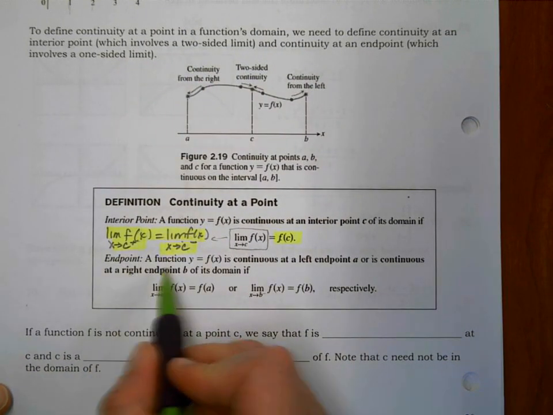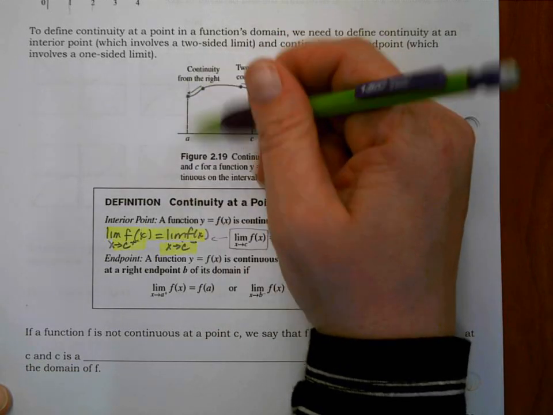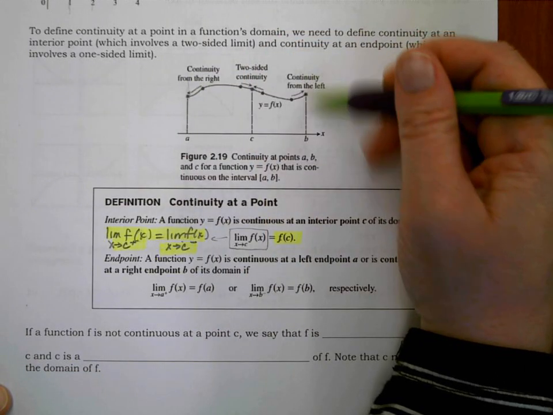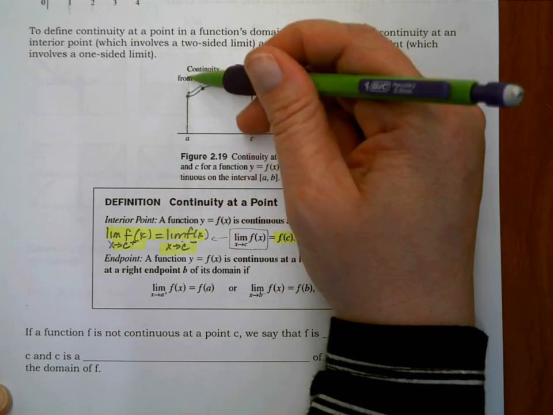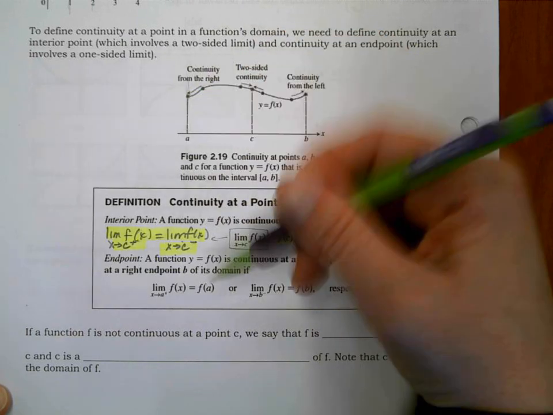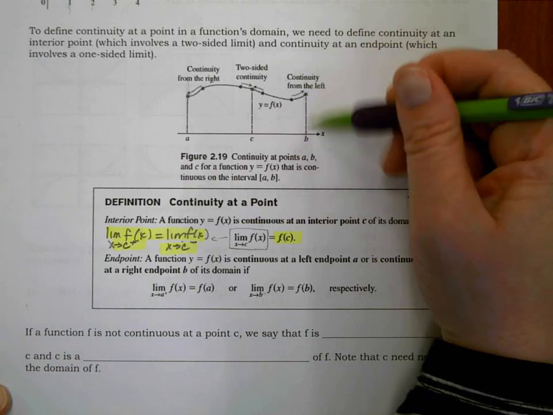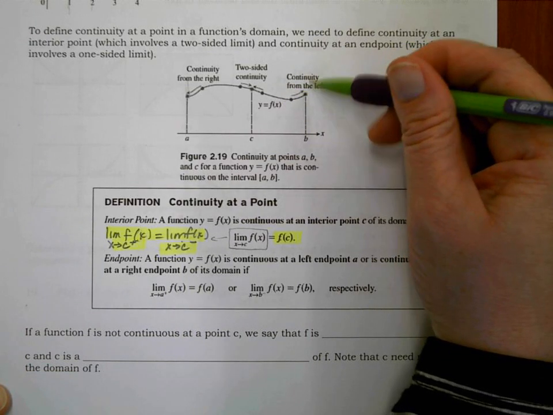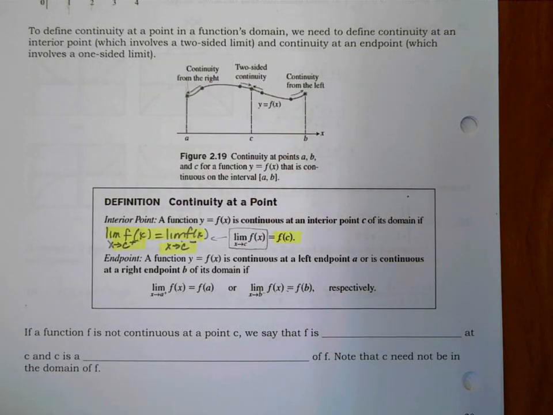Then here, if you're trying to see if something's continuous at an endpoint, like here at this left endpoint or at this right endpoint, what you're checking for is that as you approach a from the right, that limit exists and that it's equal to f of a. And if you're trying to figure out if this is continuous here at the right end, that the limit as you approach from the left exists and that equals f of b. So that's what this is saying right here.